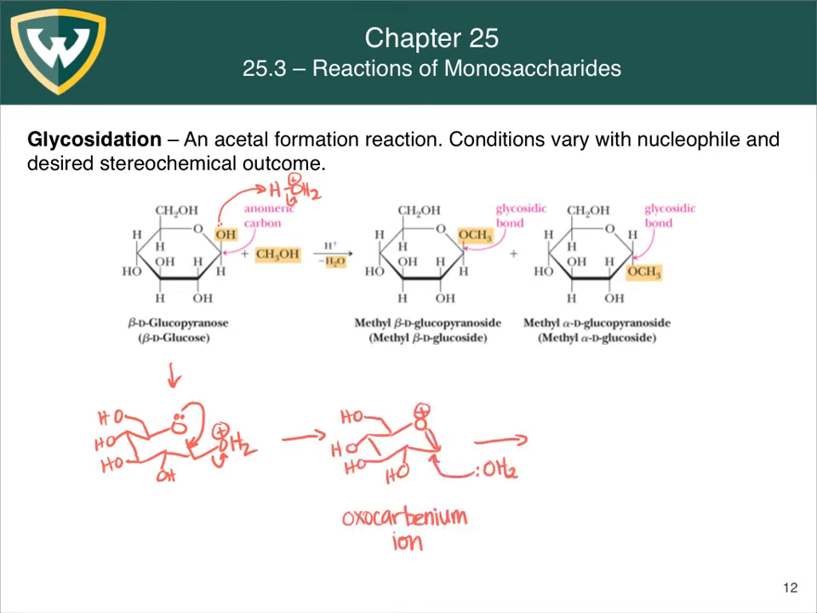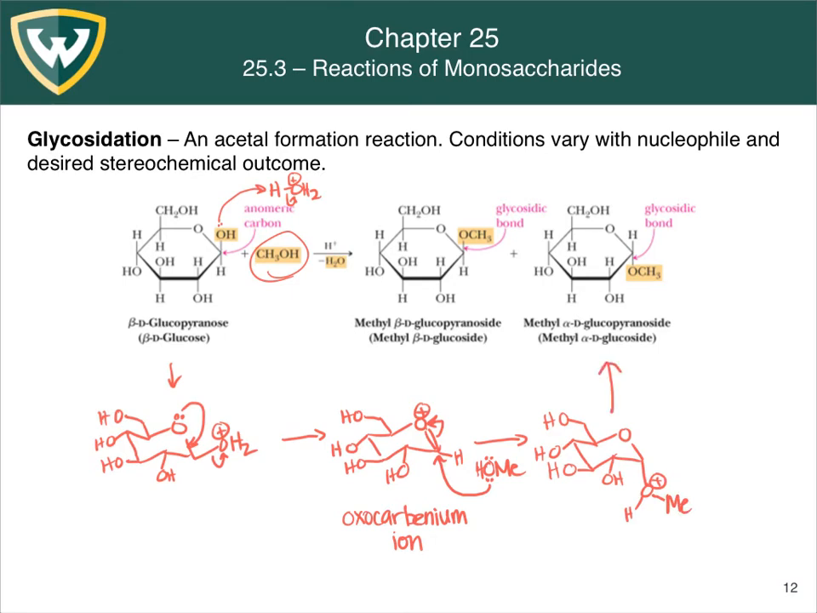Water can then add back in, but from the opposite face of the glycan. Sorry, that's methanol in this reaction. So methanol will add in from the opposite face of where the activated anomeric hydroxyl departed. And that'll lead to an intermediate shown here. A final deprotonation step will lead to the glycosidic bond of the alpha anomer there.